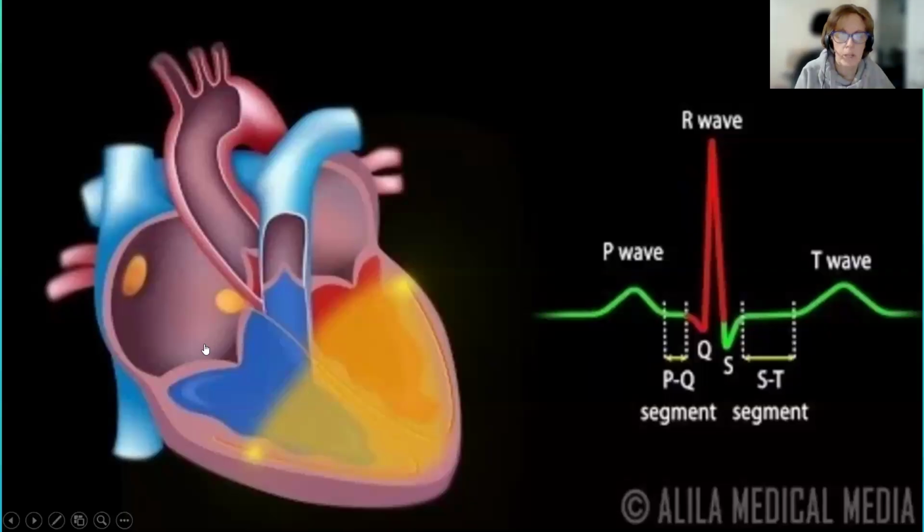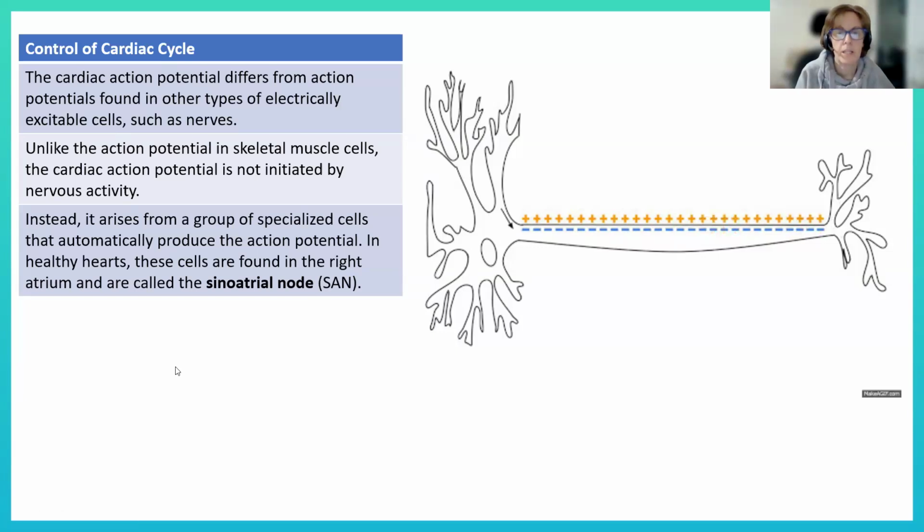So the sinoatrial node is where this starts. It's in the right atrium. I'm going to have a look at a little video of this now.